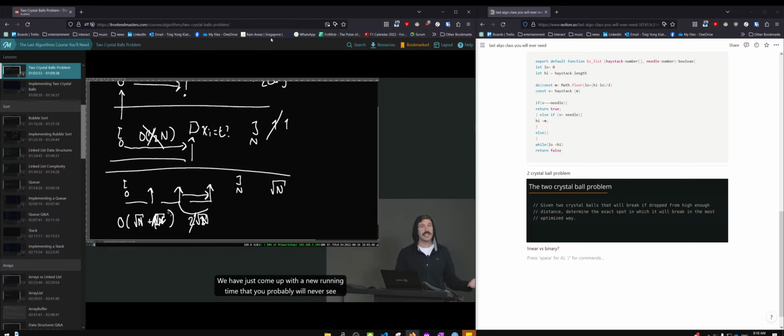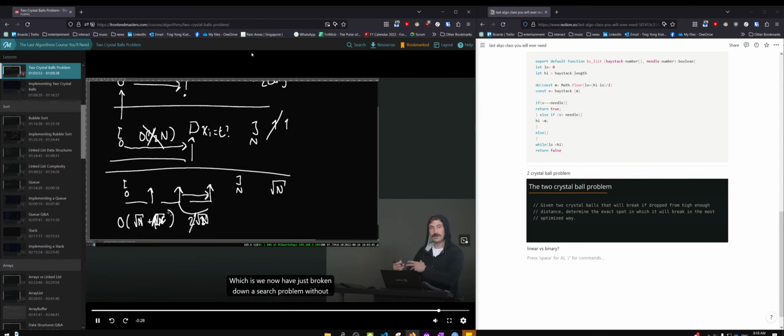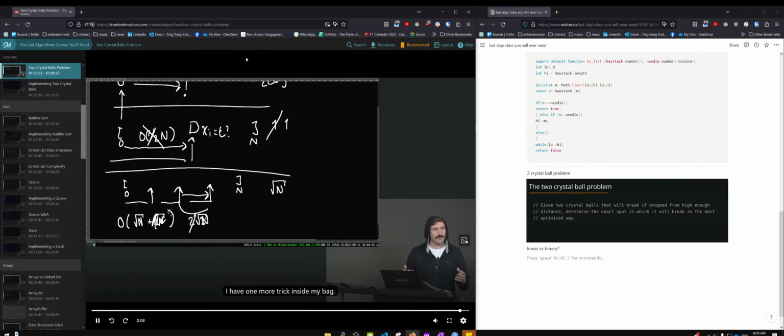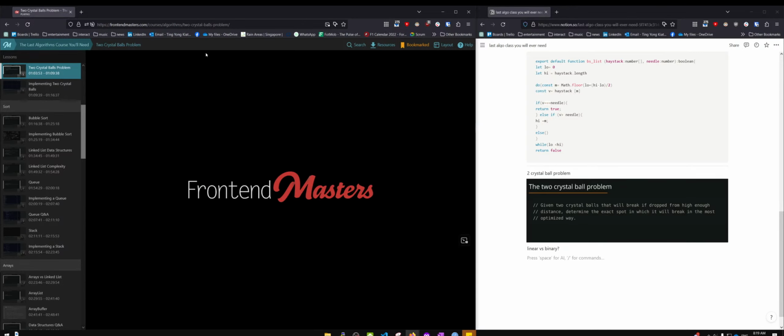We have just come up with a new running time that you probably will never see again, but this is a fantastic little exercise, which is we have just broken down a search problem without doing a linear search. And I think that's really kind of a cool thing. I love these types of tricks because often they'll expand my mind to be able to use this in other areas. If I see something where I can't use, say, a priority queue, which we'll talk about, and I need to be able to search in such a unique way, I have one more trick inside my bag. And it's always good to have one more trick inside the bag.